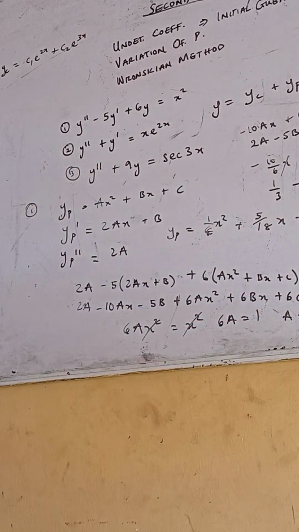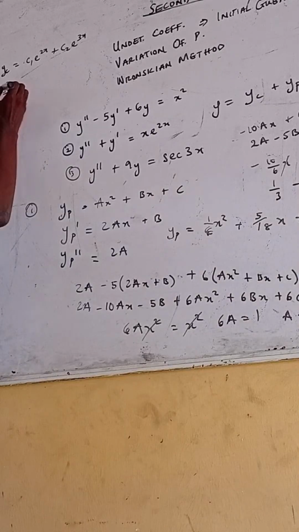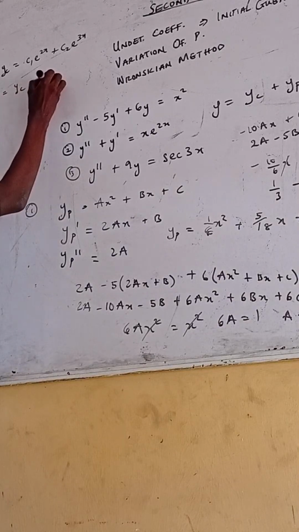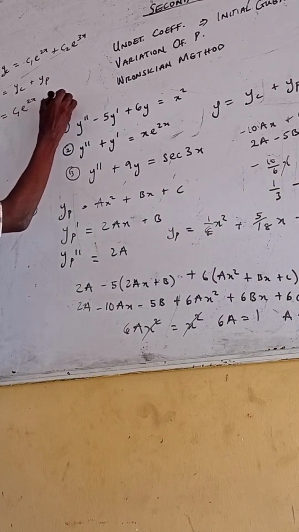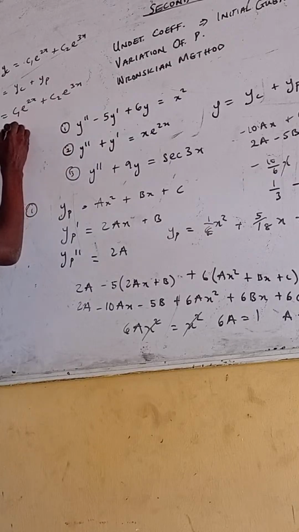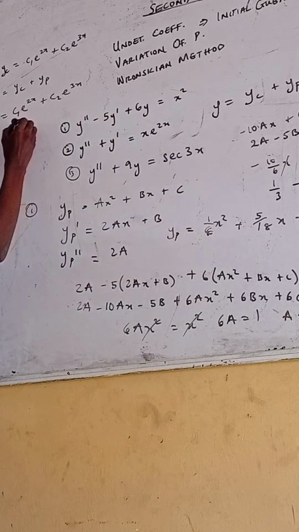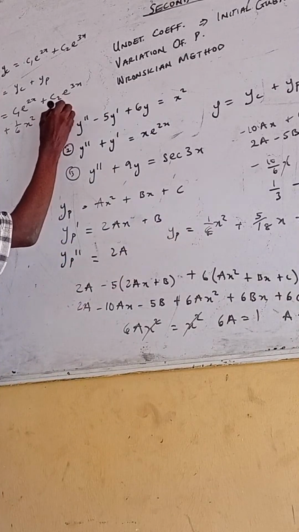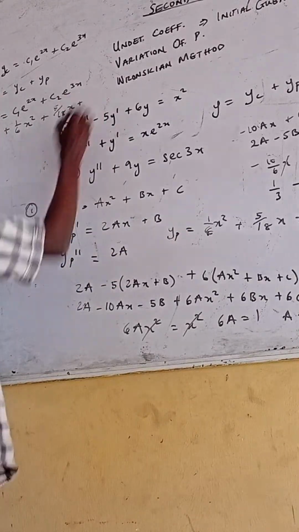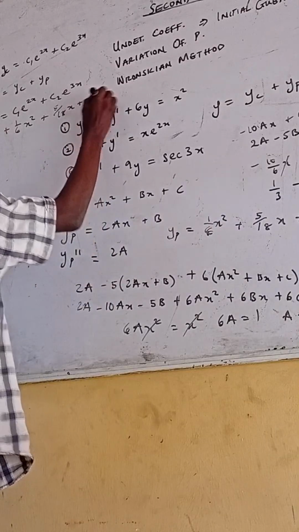So, the final Y for number 1, the answer, is now equal to YC plus YP. So, Y equals C1 e raised to power 2x plus C2 e raised to power 3x plus 1 over 6x squared plus 5 over 18x plus 19 over 108.